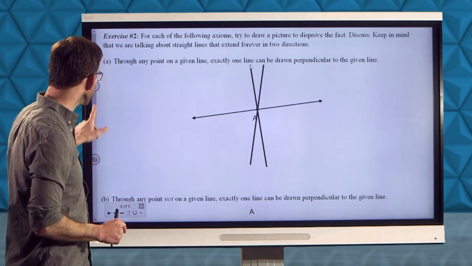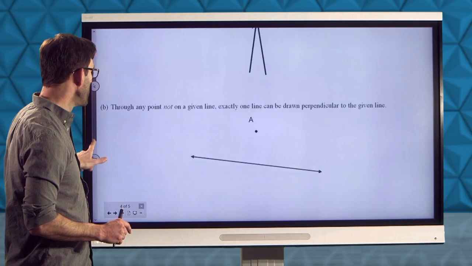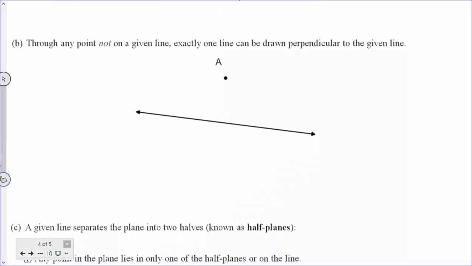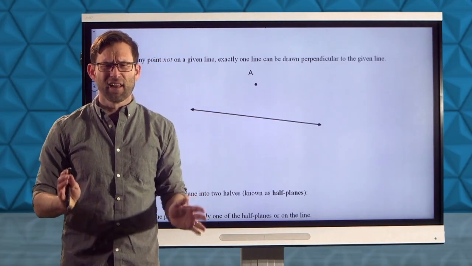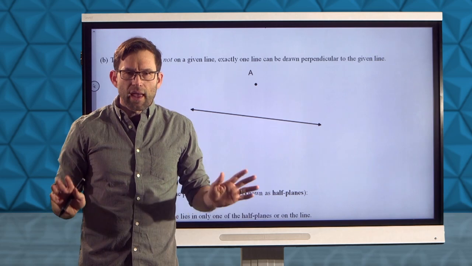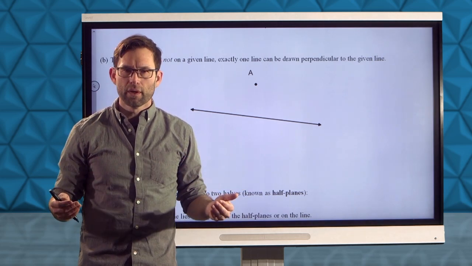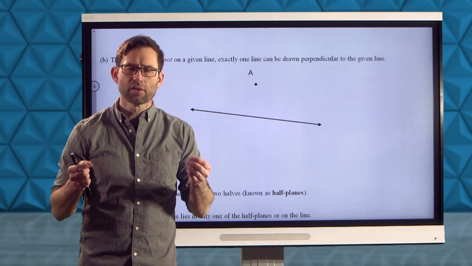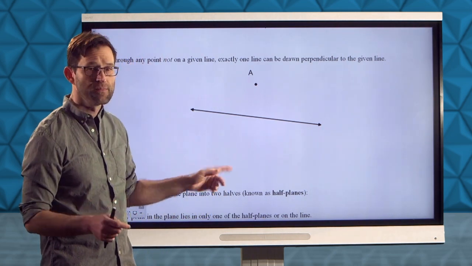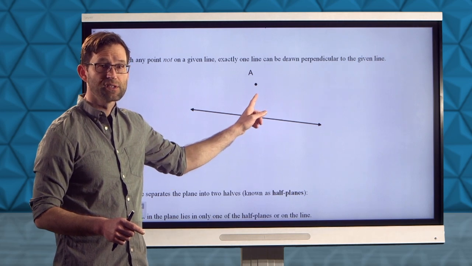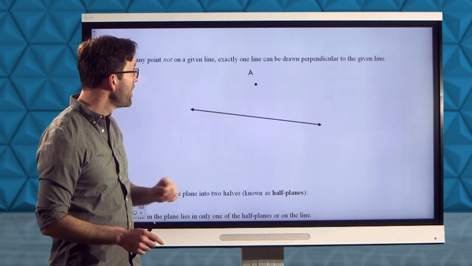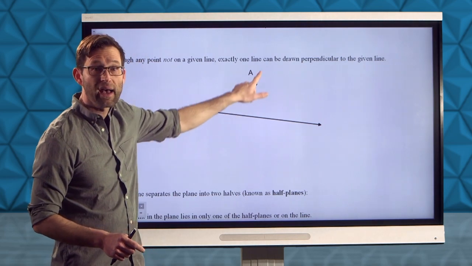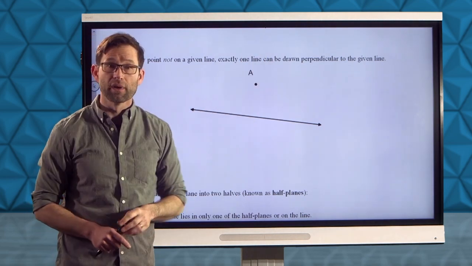Let's take a look at another one that seems very, very similar. Letter B: through any point not on a given line, exactly one line can be drawn perpendicular to the given line. Given line, given point, not on line. All this terminology, again, make sure that you can read through it. I know reading can be a challenge sometimes. Make sure that you're careful about it. All we're saying is this. If I've got this line and I've got this point that's not on this line, then I can only draw one line that passes through the point and is also perpendicular to that line.